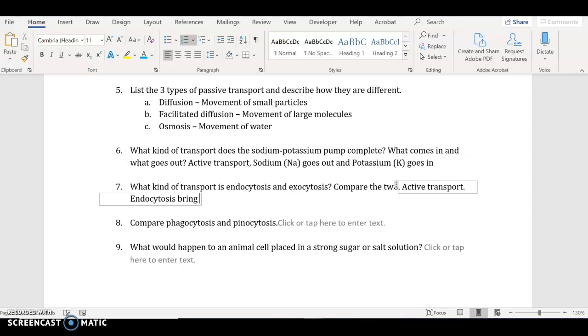brings in materials using a vesicle. Okay. Exocytosis, exo for exit, right?